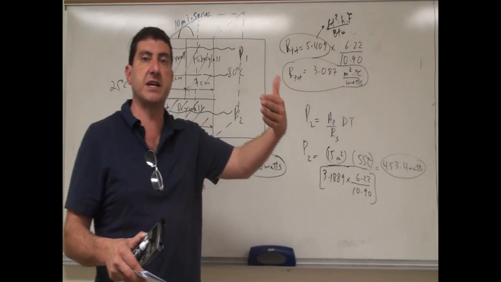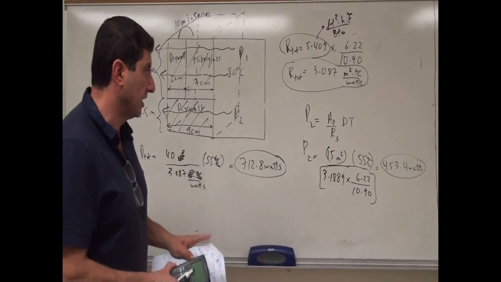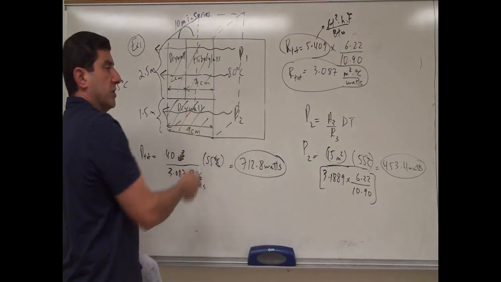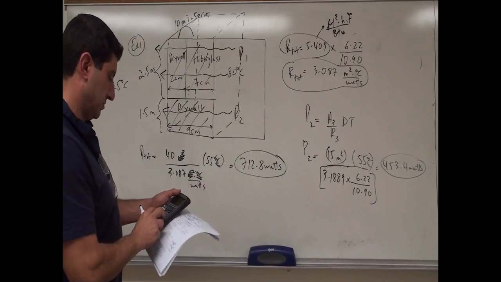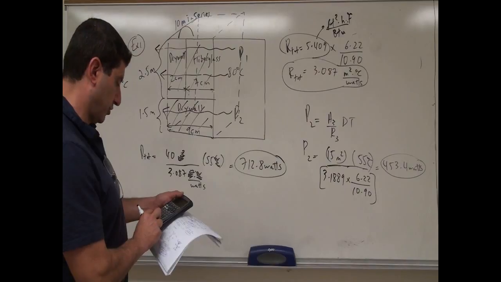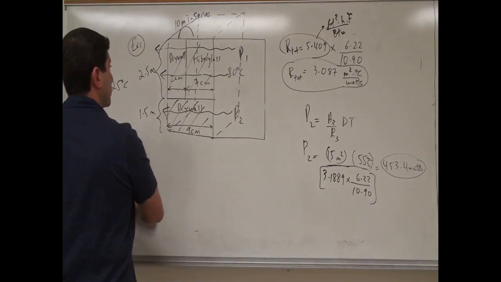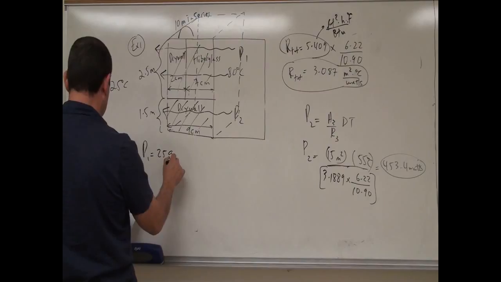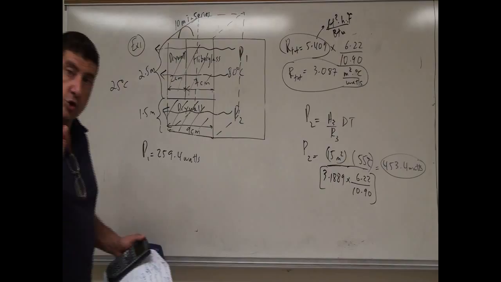If you have certain areas that aren't well insulated, you're going to have most of the power loss through those portions, right? So 453.4 watts are lost through the bottom, and then for the top we can just do subtraction. 712.8 minus 453.4. That's going to give you 259.4. So the top, which we call P1, is equal to 259.4 watts.